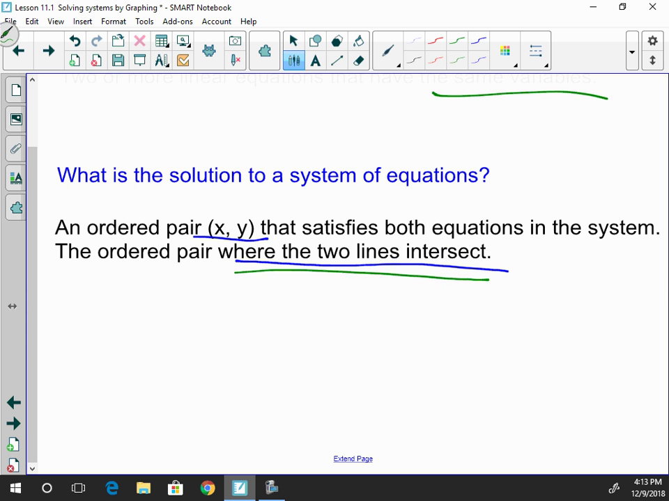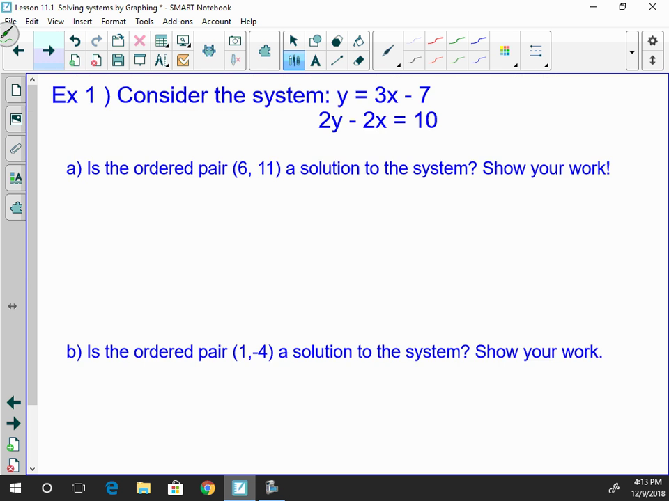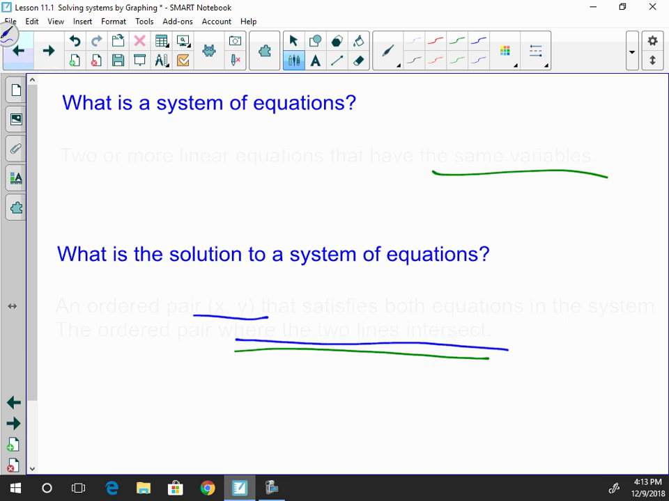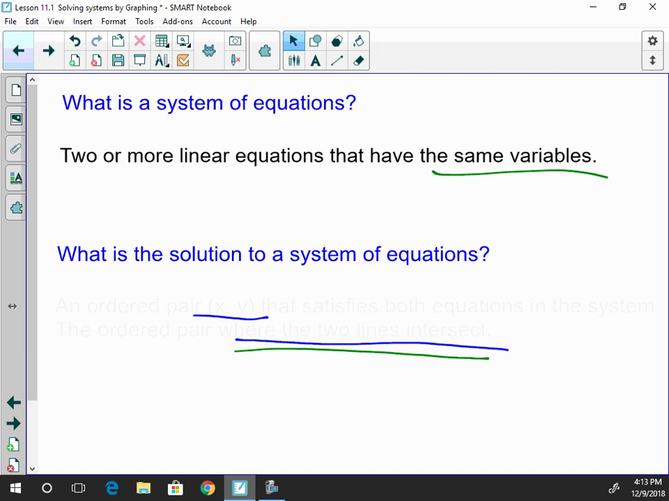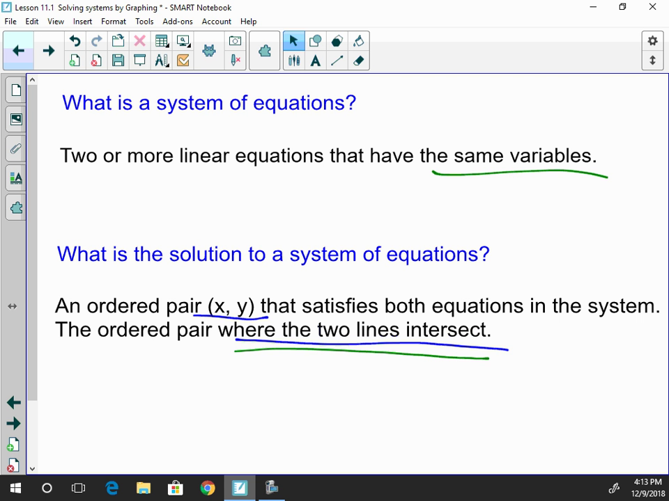We're going to graph both lines and see where the lines intersect. That will be our solution. All right, so first a little bit of background here. First, the first way we identify a solution: we said that it's an ordered pair that satisfies both equations in the system.